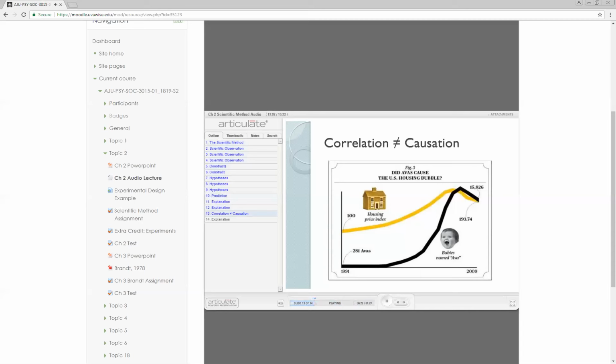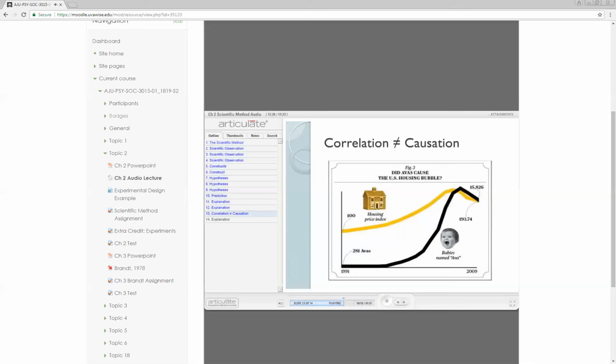So this is a measure of the housing price index, the price of houses, and also the black line is a measure of the number of babies named Ava. And you can see the title at the top says, did Ava cause the housing bubble? Because what you can see is there's a high correlation between the housing price index and the babies named Ava. Both peaked in 2008 and then declined in 2009.